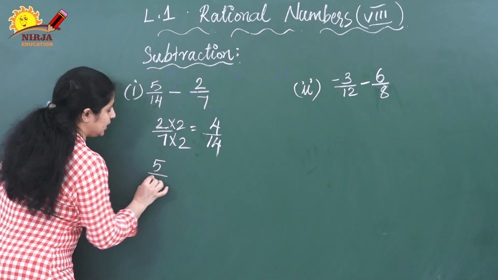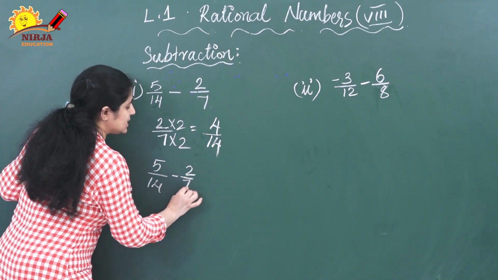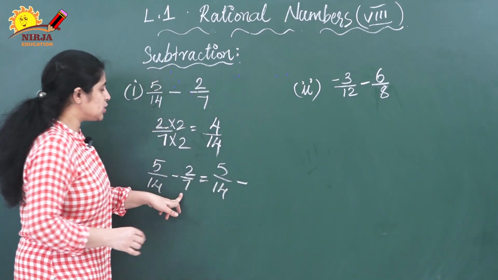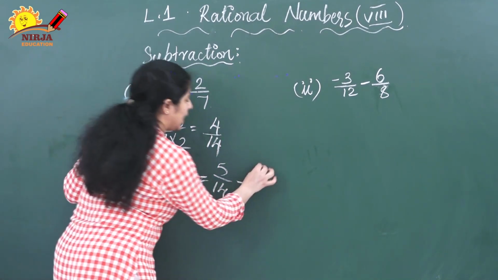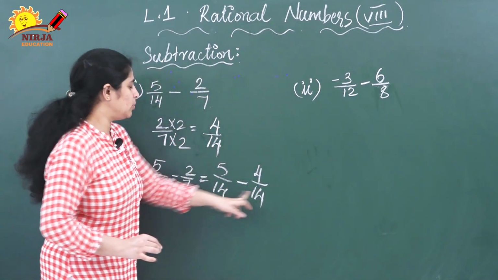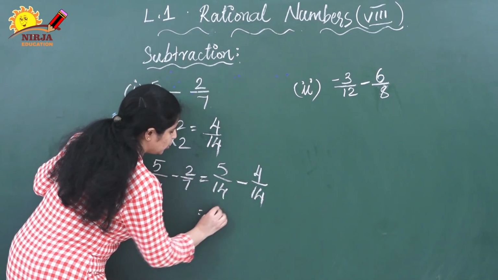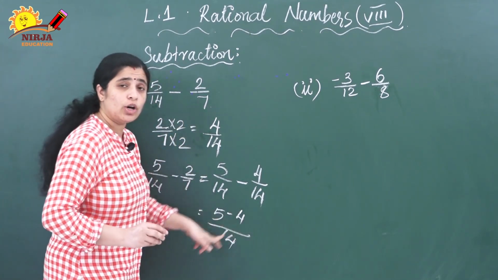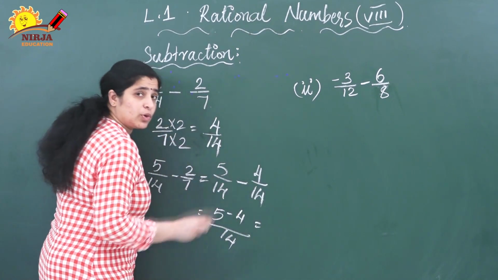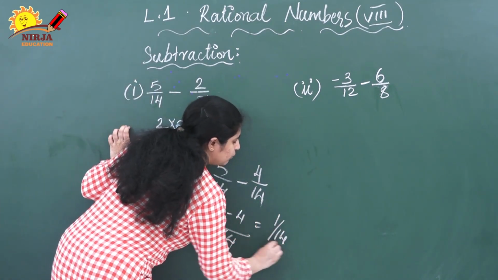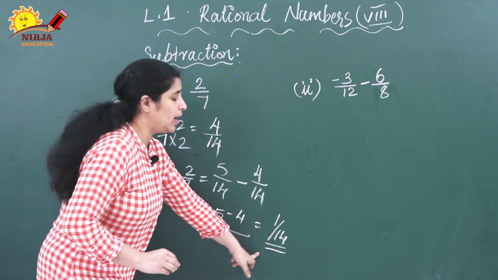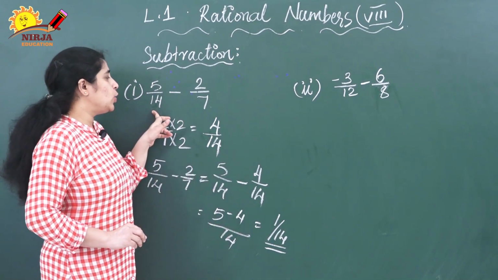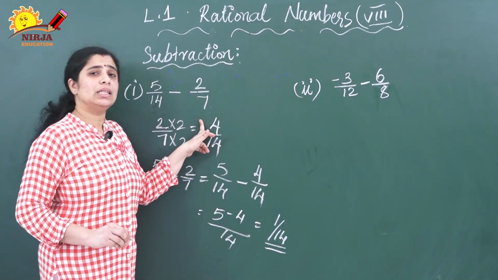So 5 by 14 minus 2 by 7 can be written as 5 by 14 minus, instead of 2 by 7 you can write 4 by 14. So the denominators are same here, so you can do the subtraction. 5 minus 4 by 14. What is 5 minus 4? 1. 1 by 14. So the answer will be 1 by 14. Like this way you have to do the subtraction. Here one denominator is the multiple of the other denominator.